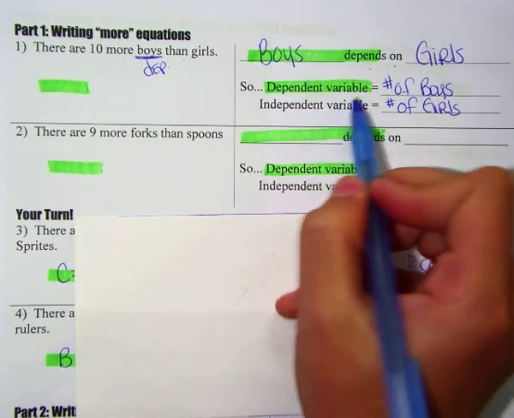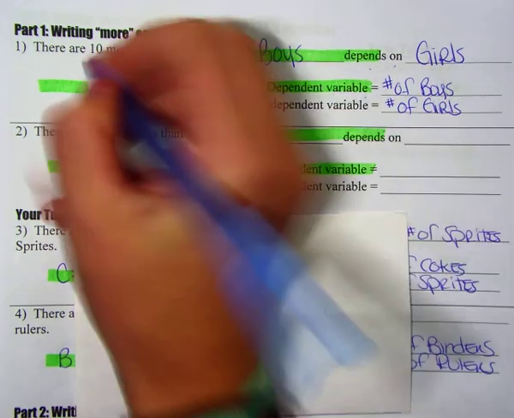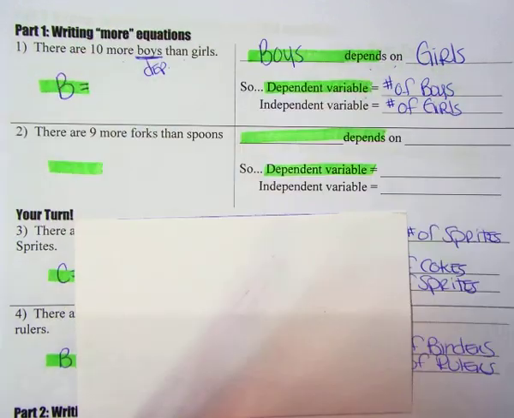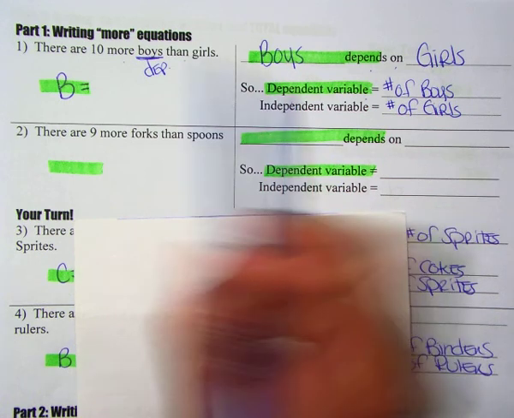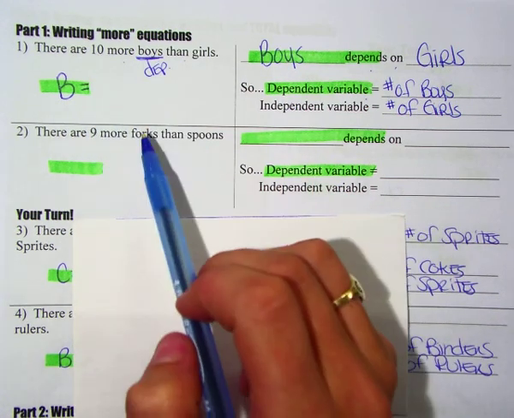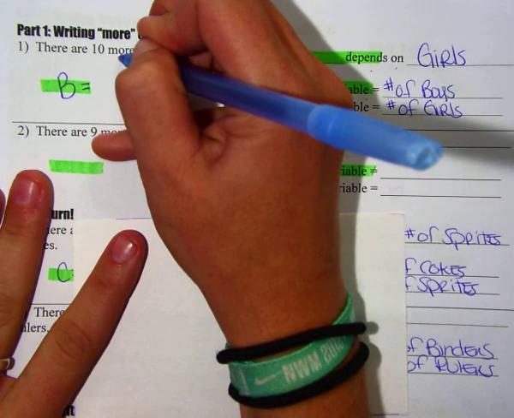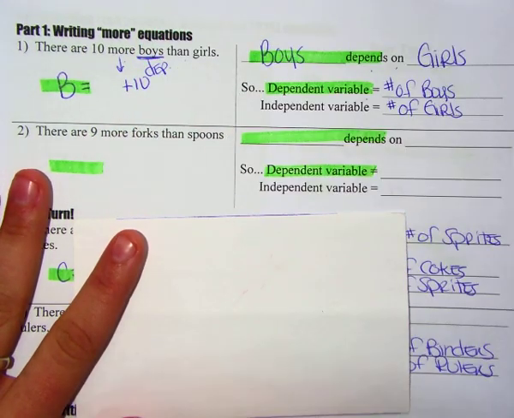So the key about the dependent variable is that it's the variable on the left side of the equal sign by itself. So B equals. As soon as we define the dependent variable, we can write B equals. Now we go back to what we learned in Unit 1. 10 more means plus 10, and it's 10 more than girls. So girls plus 10.